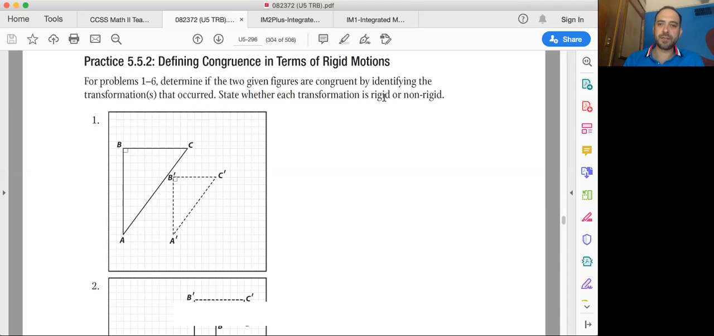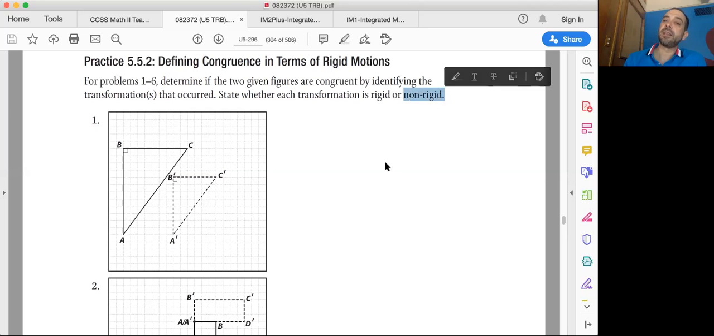Okay, so the thing is with rigid and non-rigid. Rigid means that the actual size and lengths of each side of the shape doesn't change. It could just be translated, it could be rotated, or it could be reflected. Okay, so if it's rigid, that means that the size hasn't changed. When it's non-rigid, that just means that there's been a dilation. Dilation is if it's larger or smaller, okay?